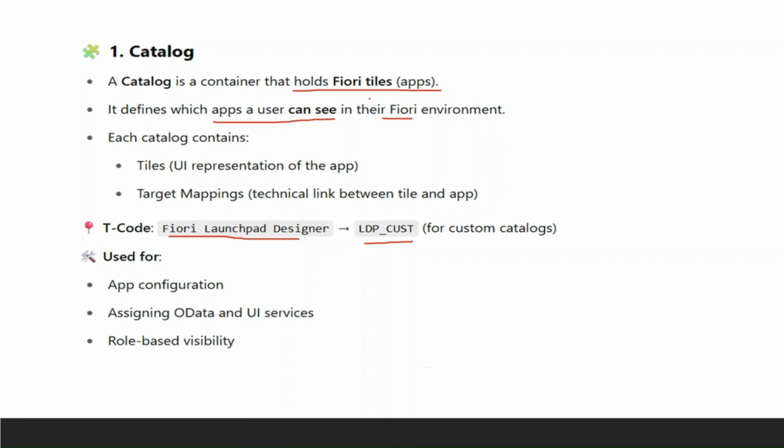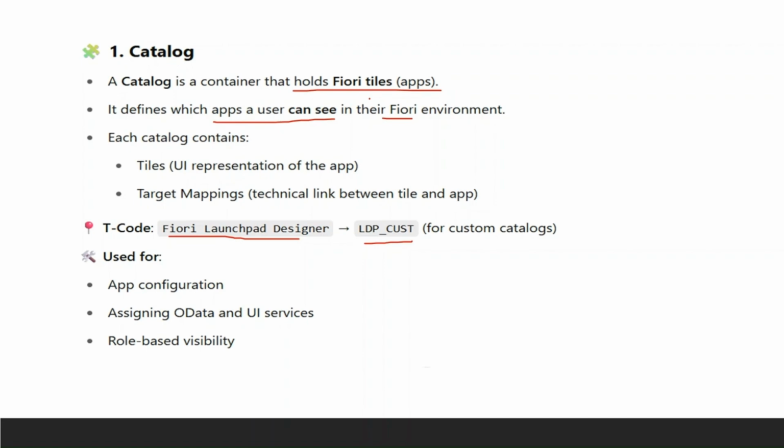You can have multiple catalogs based on the business roles, like sales manager, finance, user catalog. You can have multiple catalogs assigned basically. So always keep catalogs role specific. Don't overload them. It slows down the performance and confuses users.